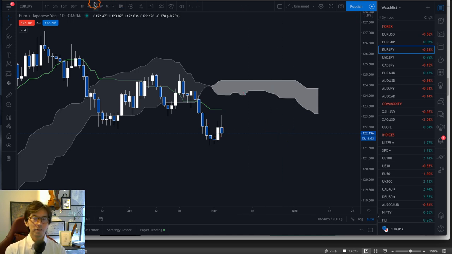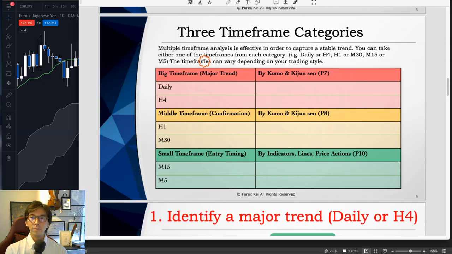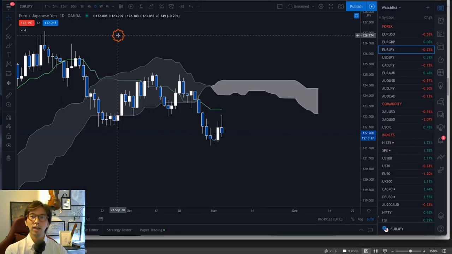However, I look at the 4-hour chart also for the major trend confirmation. I take either daily or 4. If I find the daily chart to be downtrending or uptrending, then I will go down to the mid-time frames. But if the daily chart is no trend, then I look at the 4-hour chart. So here on this EURJPY, the daily chart is flat, so I look at the 4.